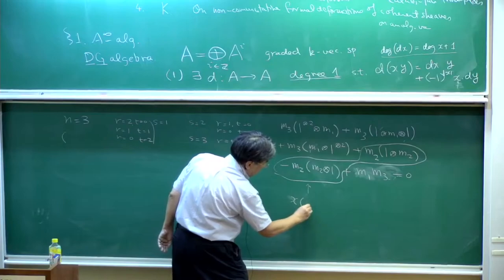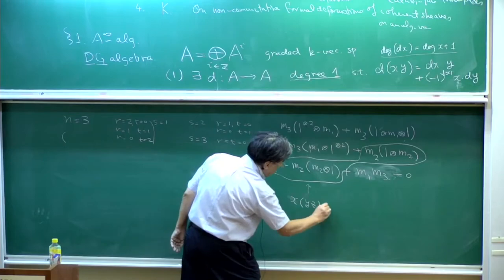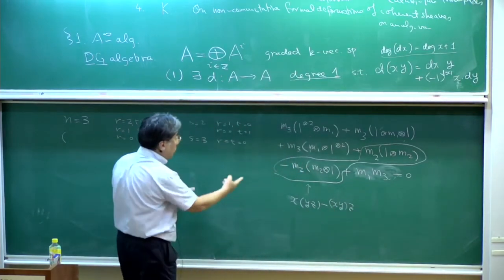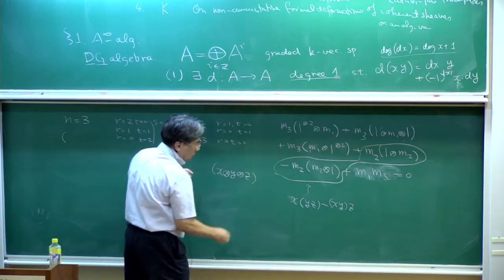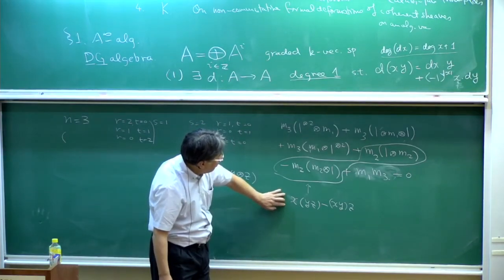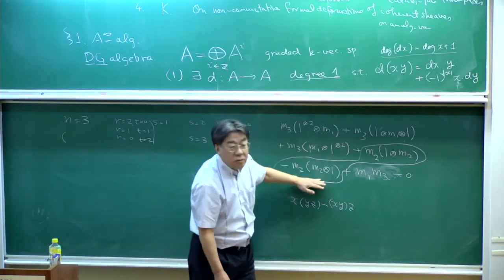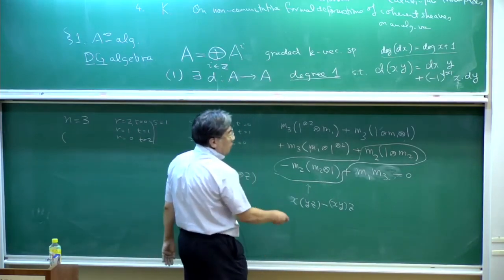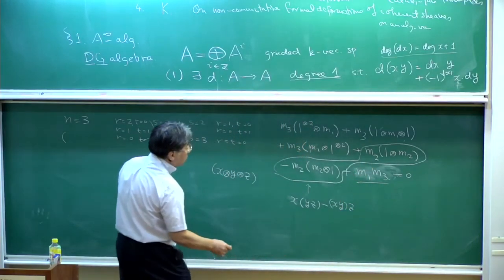So x, y, z minus x, y, z. If I apply to x times y plus z. And for associativity, this is 0. And in the DG algebra case, there is no M3. So this should be 0. But in the infinity algebra case, they are not associative. But what is the remaining term? This is homotopy.